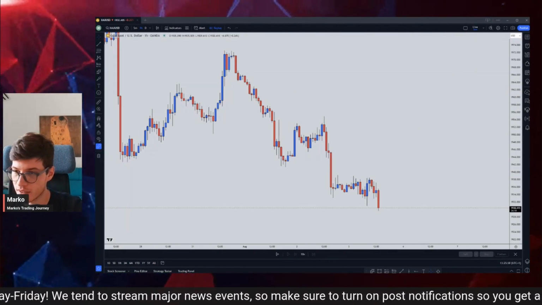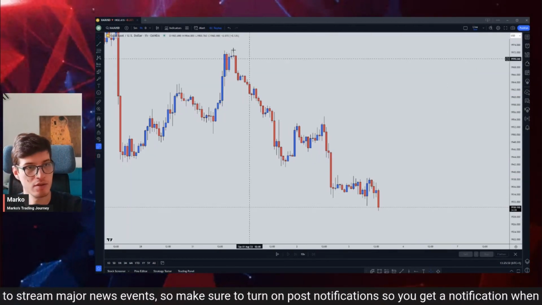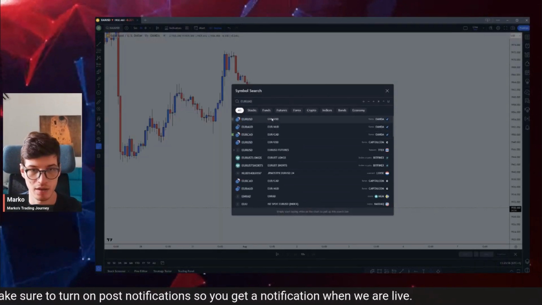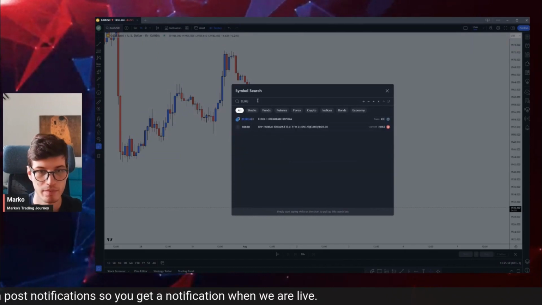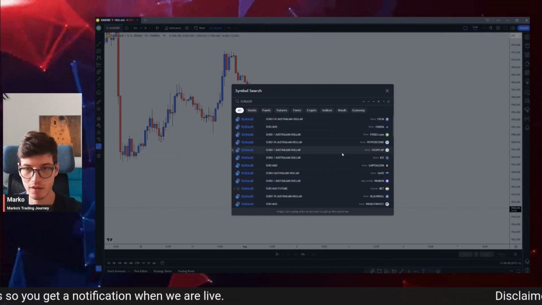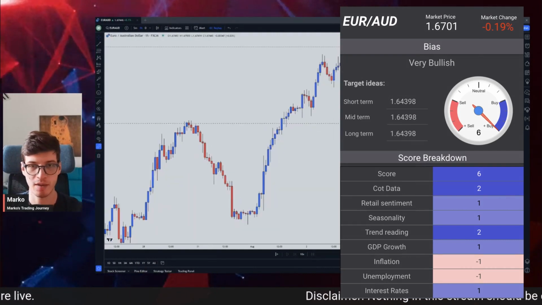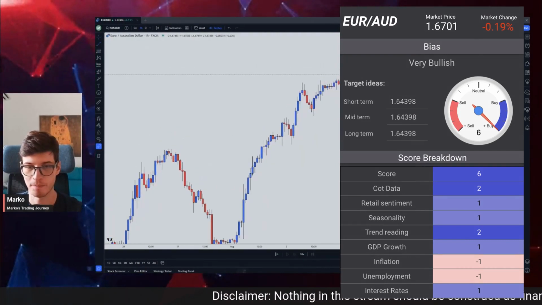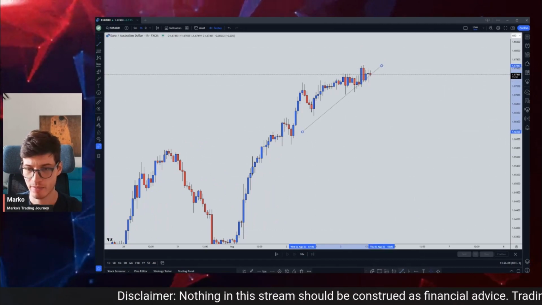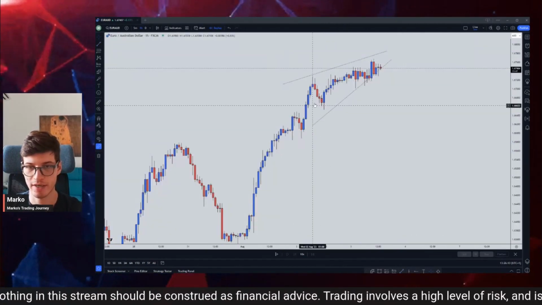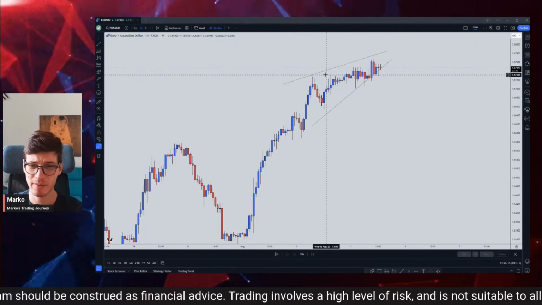Let's see. Euro Aussie, sure. FXCM, that's the data I use. This one looks good. I mean, it's moving up. Bit of a slowdown on the top. Blue candles are getting smaller, right? Compared to this, blue candles are getting smaller.